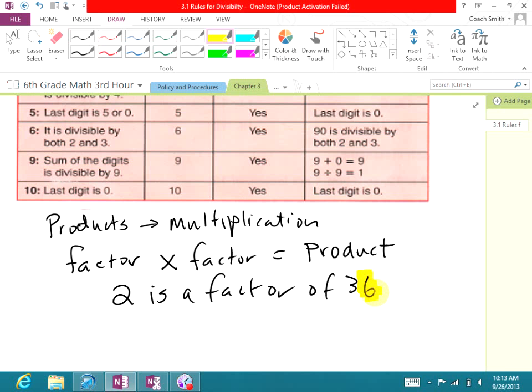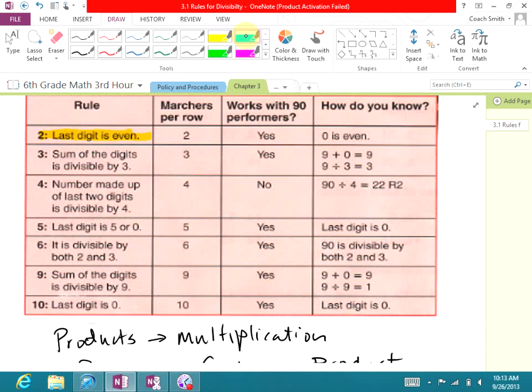Okay? Well, let's say I wanted to know if 3 would go into that number. Okay, well, I come up here and I see my rule for 3 is to add up all of the digits. Okay, if we add up the digits of the number and they are multiple or divisible by 3, then 3 will go into the number.